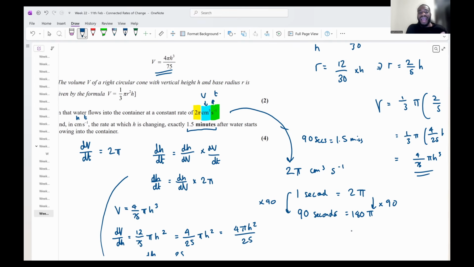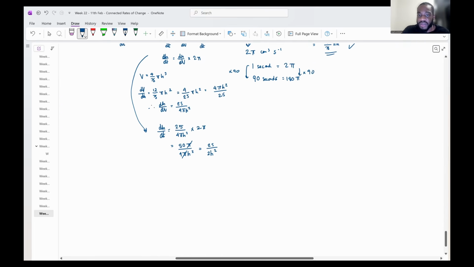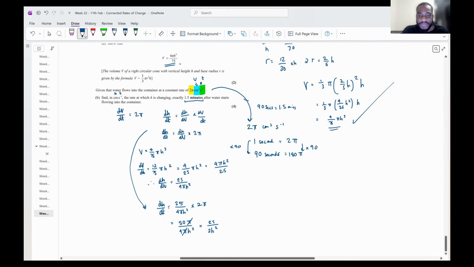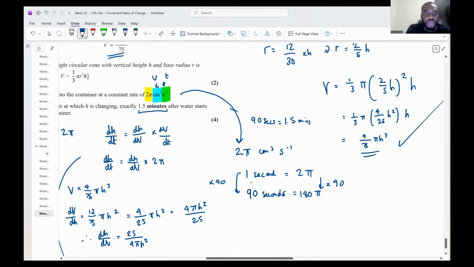Now, remember, we have a general formula for the volume, right? With different heights. So what we can do is equate that to our 180 pi, 1.5 minutes after, to find out what the value of the height must be. And then we can plug that into this rate of change to finish it off. Does that make sense, guys? This is super important. Are we all happy with what I've just said? Yeah? Good stuff.